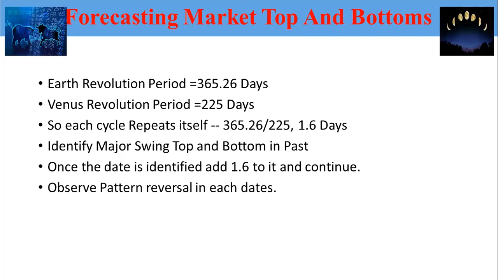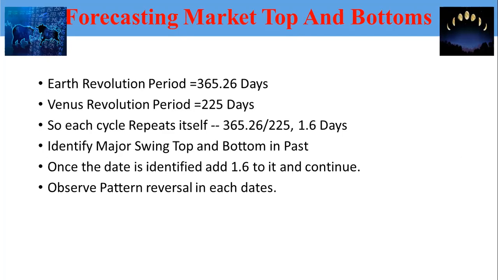It all comes from the revolution periods of Earth and Venus. If you see, the revolution period of Earth is 365.26 days. The revolution period of Venus is 225 days. So basically, each cycle repetition of Venus and Earth corresponding to the Sun comes out to be 1.6 years.